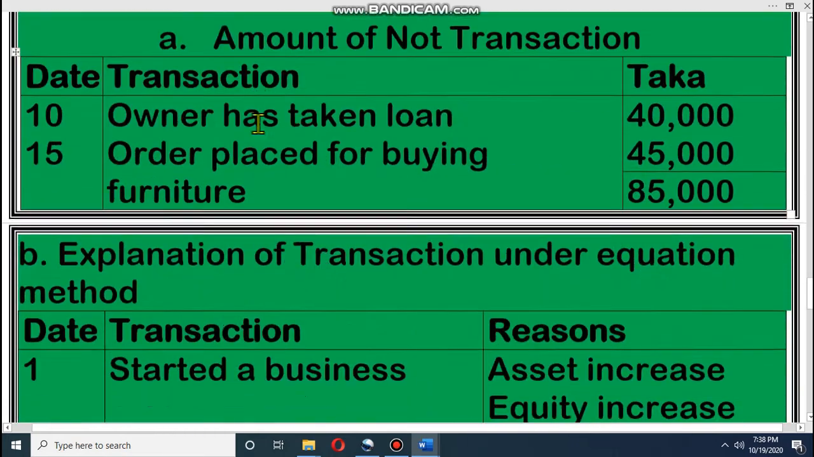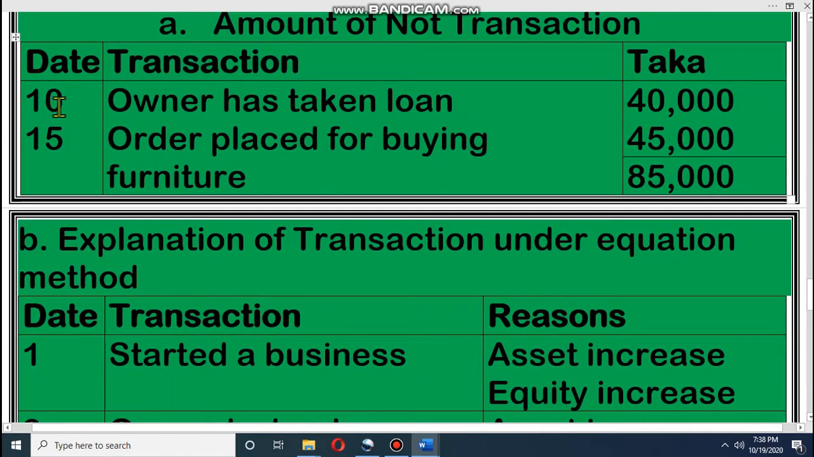Dear student, let's see the answer. December 10, at first you write the date, then you write the owner has taken loan. We have summarized it here; you can write the full transaction also, or this one. Owner has taken loan, so it is not a transaction because by this event no financial change occurs in the organization.